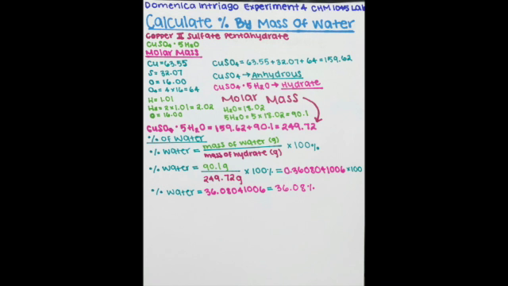And then we get 0.3608041006 when we divide that number, and when we multiply it by 100, we end up getting 36.08041006, but we're going to round that to 4 sig figs, so we're going to end up with 36.08% of water. And that is how we calculate the percent by mass of water of a hydrate.